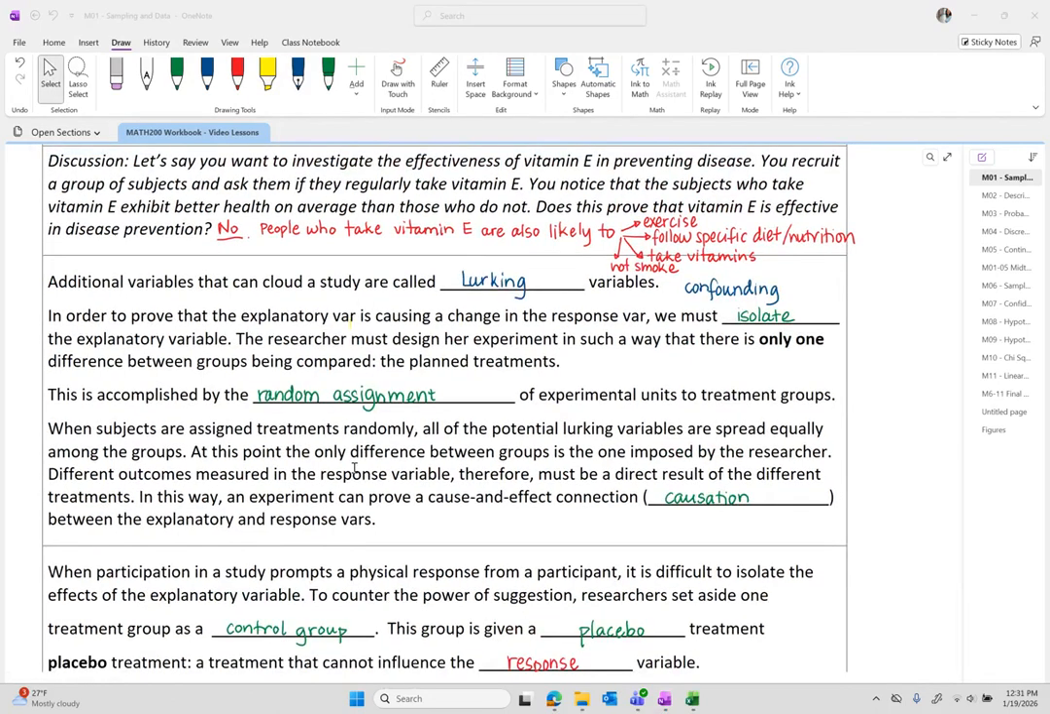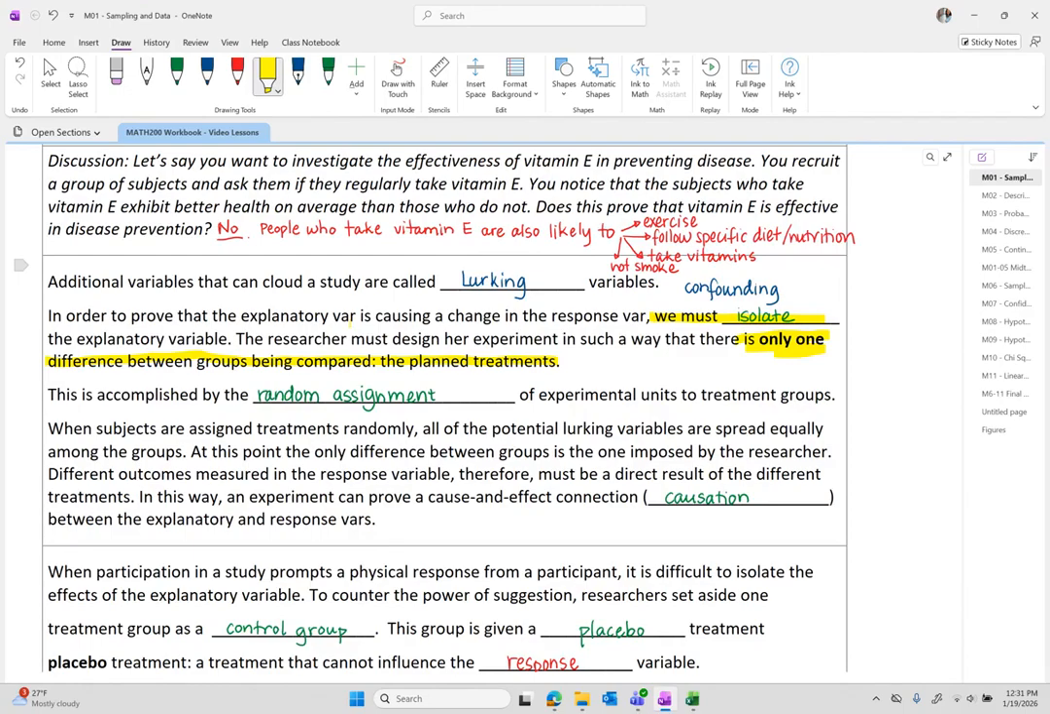Additional variables that can cloud a study are called lurking variables or confounding variables. In order to prove that the explanatory variable is causing a change in the response variable, we must isolate the explanatory variable. The researcher must design her experiment in such a way that there is only one difference between the groups being compared, and these are the planned treatments.